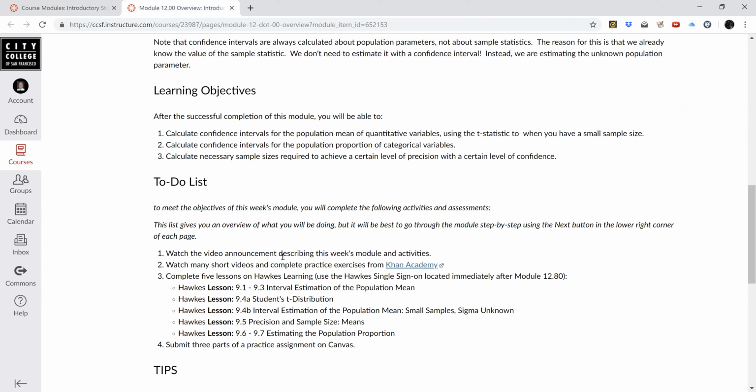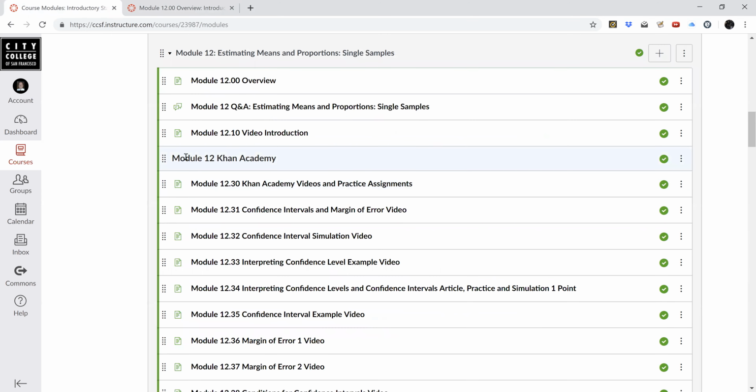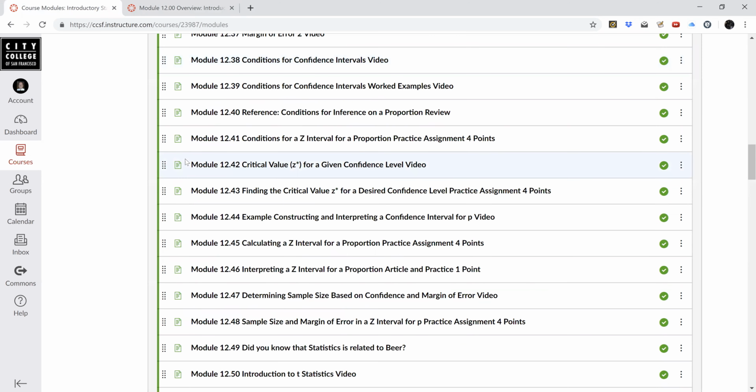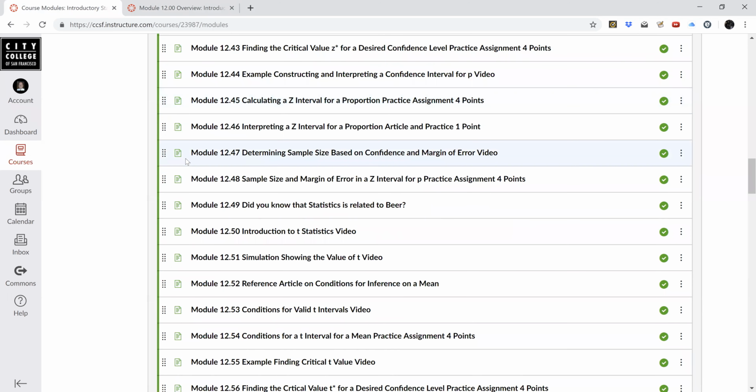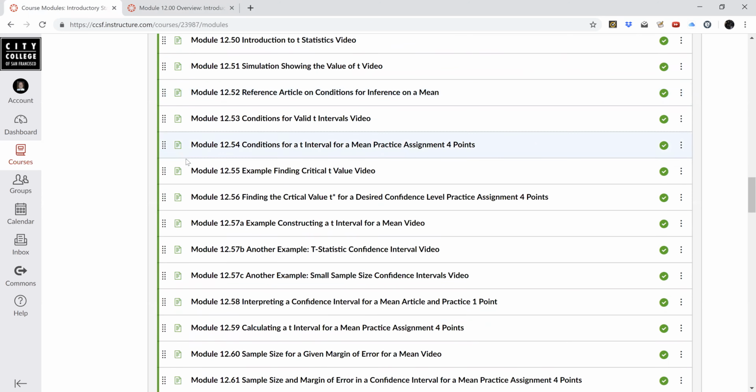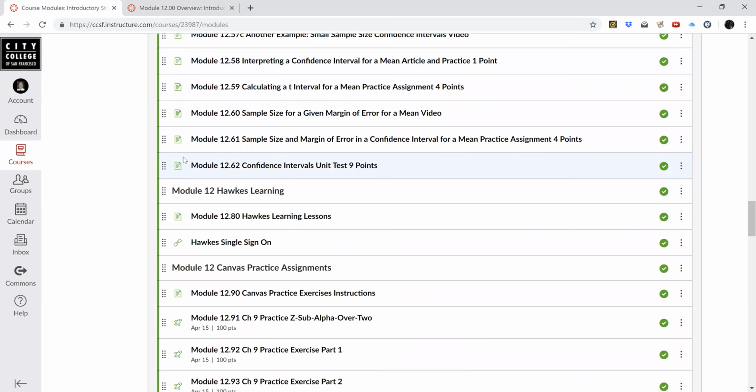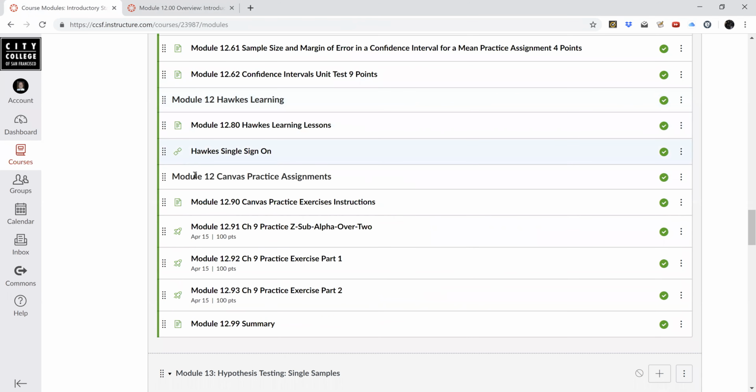So in order to do those things, you're going to watch this video announcement, watch a number of short videos from Khan Academy, and do, in this case, 5 different lessons on Hawks. And then there are 3 parts for the practice assignment that you'll submit on Canvas for this module. So a number of short videos and short assignments on Khan Academy, 5 lessons on Hawks, and then 3 different practice exercises on Canvas. In this case, you will submit your answers as quizzes on Canvas.